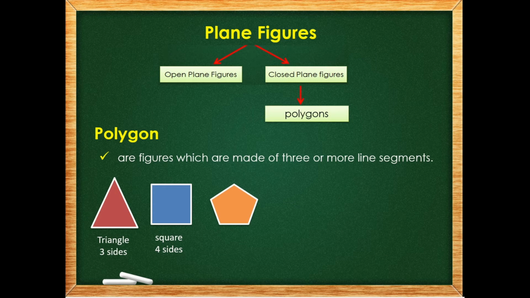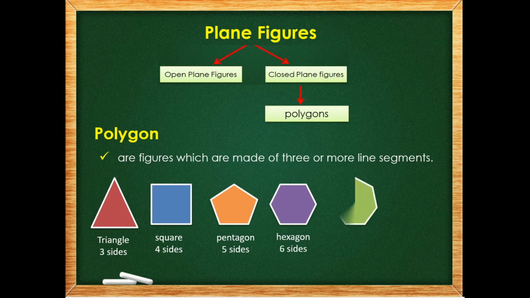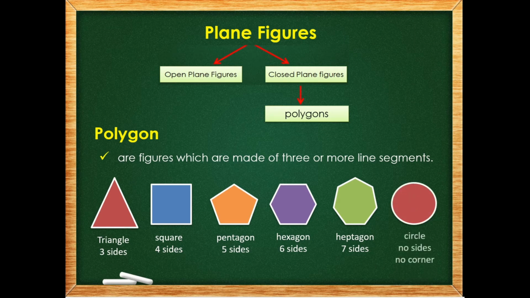Another example is the pentagon that has 5 sides or 5 line segments. Next is the hexagon, which has 6 sides and 6 line segments. The heptagon, which has 7 sides or 7 line segments. And a circle, which has no sides and no corner.